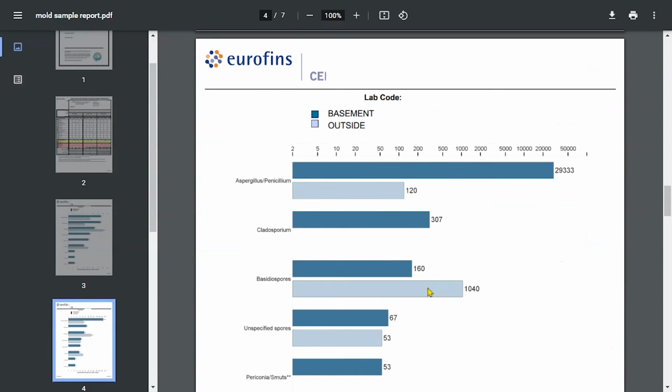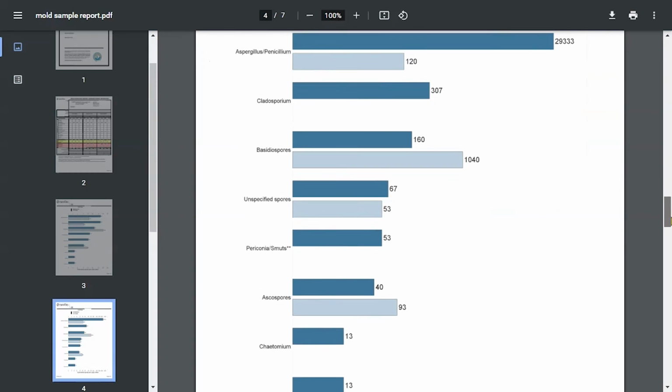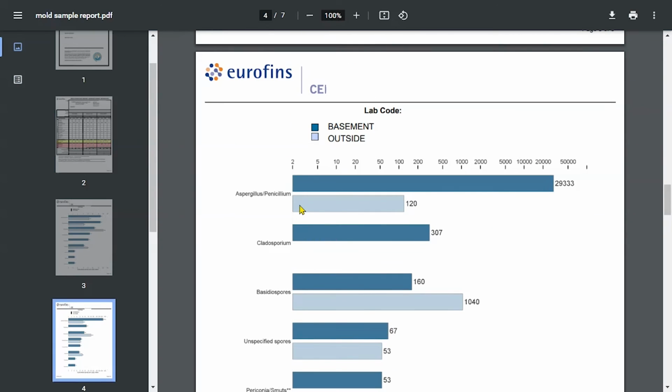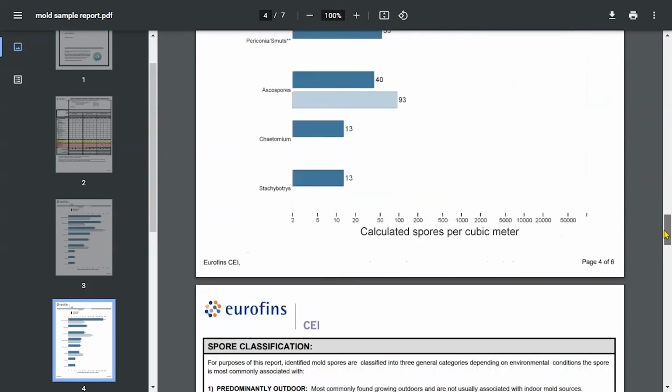Other spores are within range or below range. So we're not concerned about this. We're not concerned about some of these other things. In this case, the Aspergillus penicillium, very typical, is the best indicator of air quality issues in this basement.